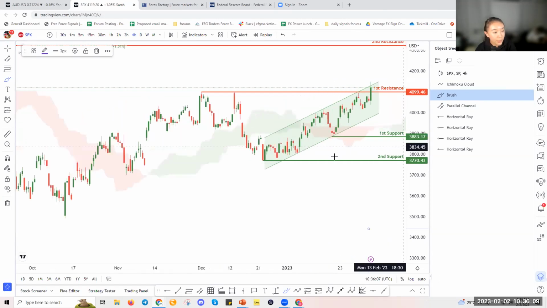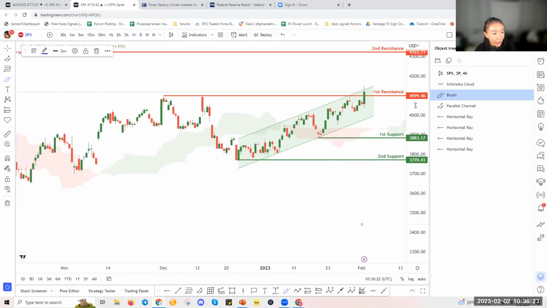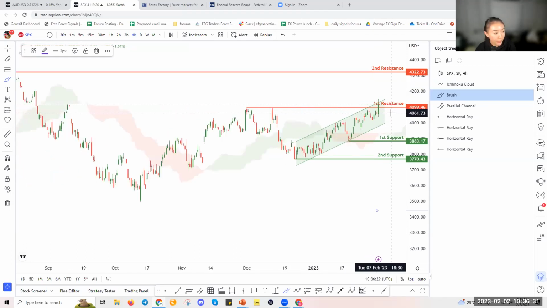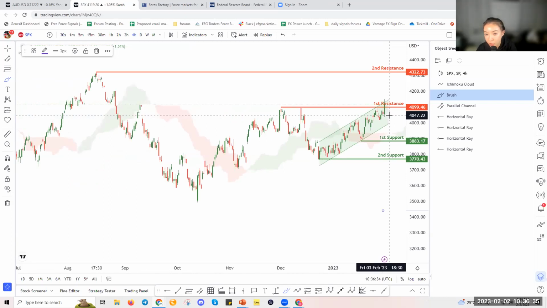Okay, so after analyzing all the things, I think AUD USD will continue to go up. It will head towards the second resistance at 4322. Okay, so that's all of my first analysis. So are there any questions? Okay, seems there are no questions.